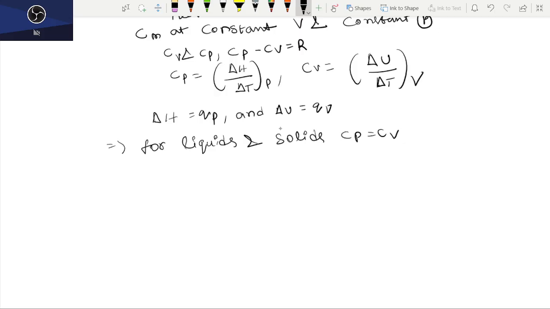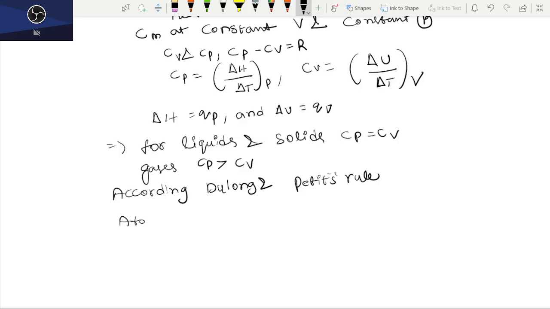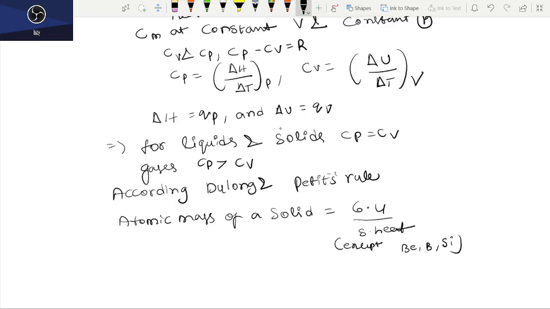According to Dulong and Petit's rule, the atomic mass of a solid element is equal to 6.4 divided by the specific heat, except there is an exception for beryllium, boron, and also silicon. The reason we will learn later on. It is a broad topic.